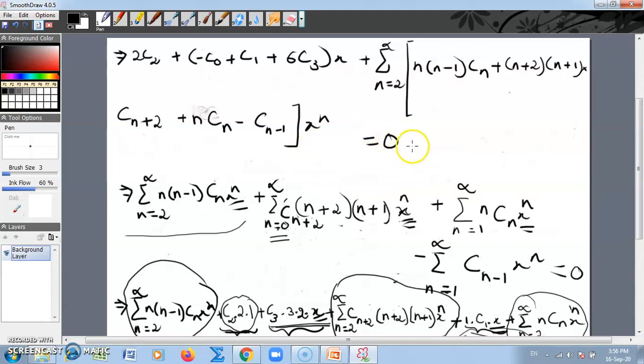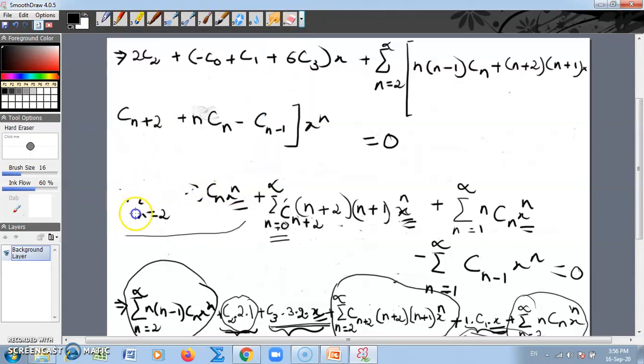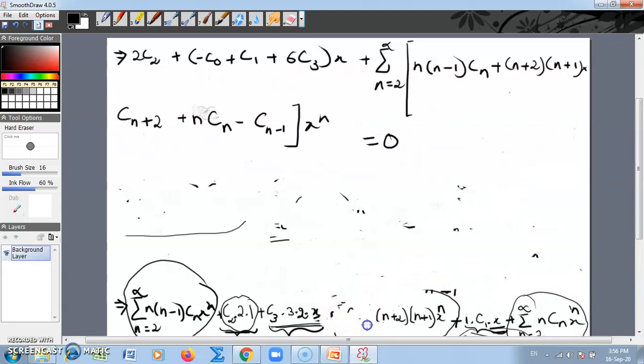So what we do is, let us now equate coefficients of equal powers of x. I'll take some time to rub this, because if I clear this directly, the first equation written on the top will also get erased, and I'll have to spend a lot of time writing it again. So I'm just cleaning my board.